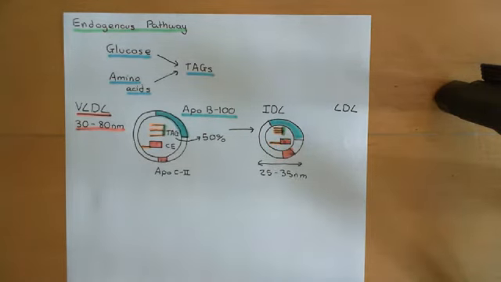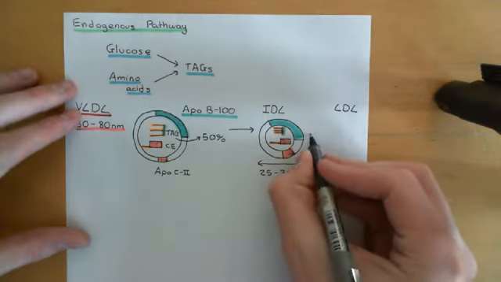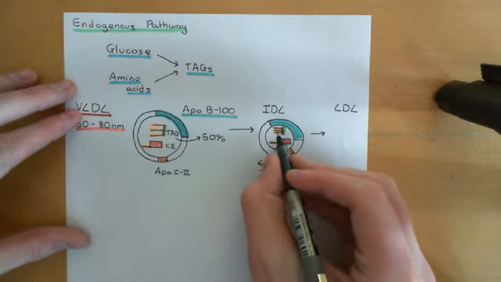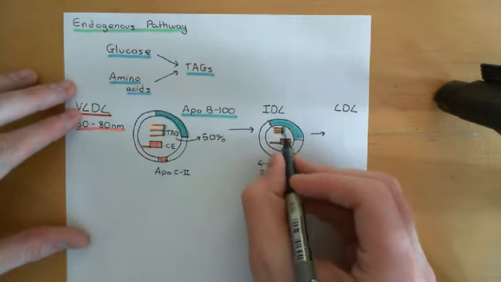So IDL is the shrunken version of VLDL, but you still have some triacylglycerol molecules in that lipid core. And you still have more than just the apolipoprotein B100, so you have other apolipoproteins still in the phospholipid monolayer of the IDL particles. Then finally, we know that this can still be depleted further, so more triacylglycerols can be taken out of this.